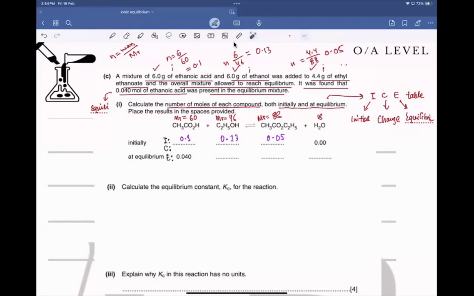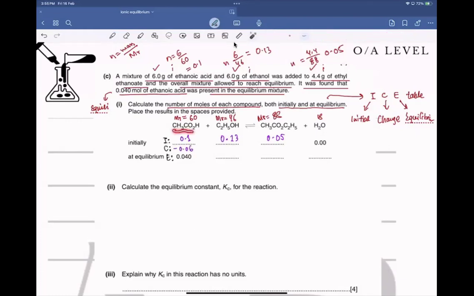If you see over here, for ethanoic acid, we know the initial moles and the equilibrium moles. So can we identify the change that took place? How many moles are changed? 0.06. Okay, is this a negative change or a positive change? Negative, because it decreased. Initially it's 0.1 and afterwards it becomes 0.04. So it indicates a negative change. So I'm going to put over here 0.06.